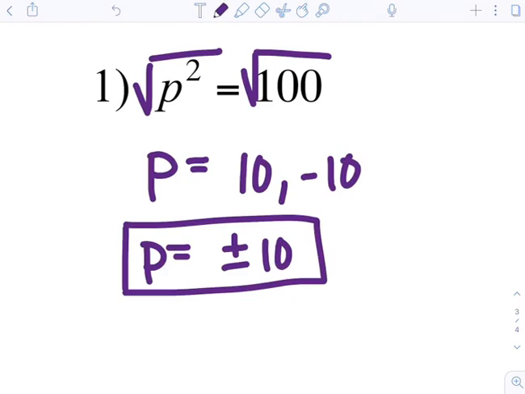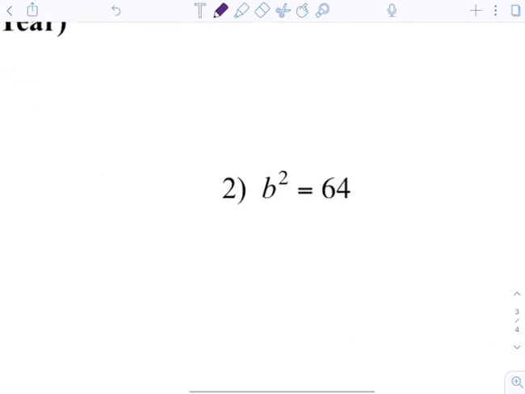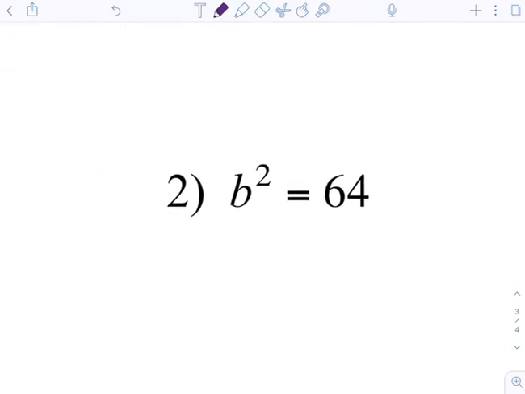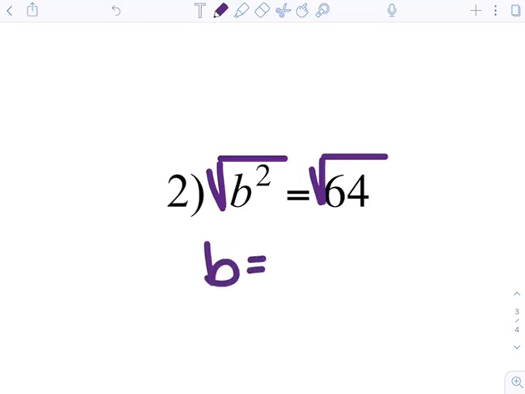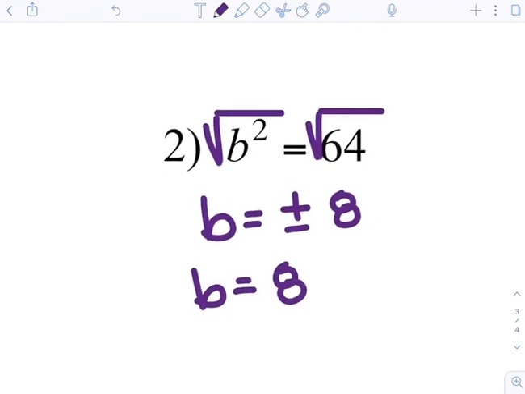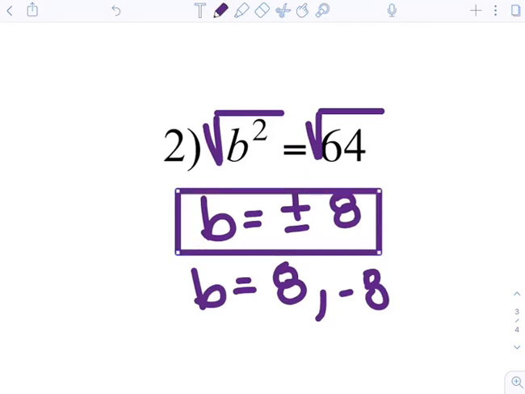This is probably the most common way you'll see your answers written as you go through other math courses. So I'm going to continue to write it as a plus minus. If you want to write it as two separate answers, I'm totally cool with that. So in number 2, my variable is alone, and it's being squared. So what I'm going to do is undo that square by taking the square root of both sides. So I get b equals plus minus 8, right? It's positive 8 and negative 8. If you wanted to write your answer as two separate things, it would be 8 and negative 8. But I'm going to keep my answer like this.